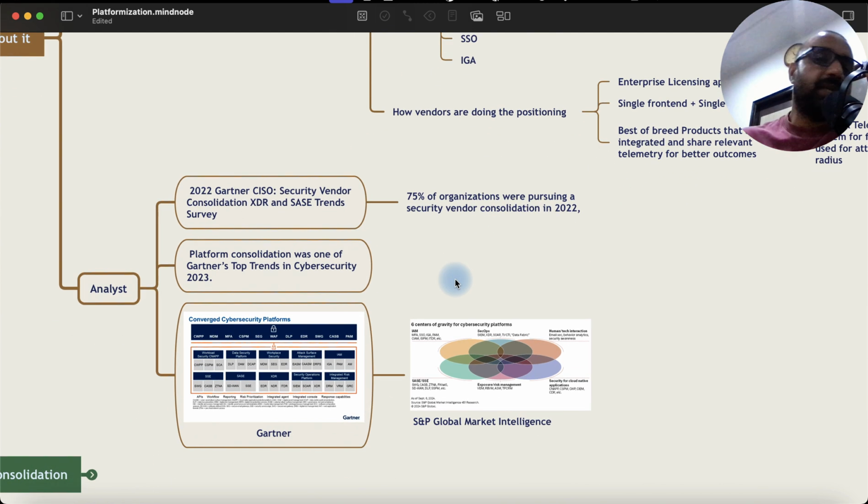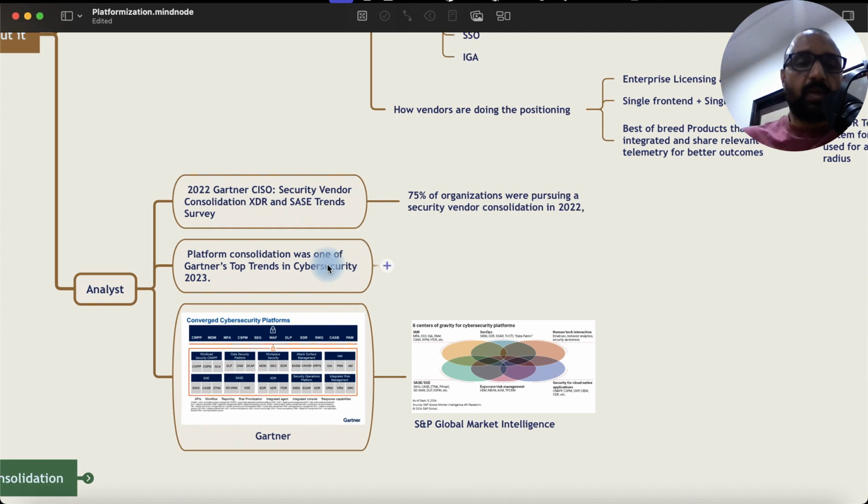In terms of the analysts who are talking about this, I've seen most of the analysts covering it. In 2022, Gartner had a report called Security Vendor Consolidation XDR and SASE Trend Survey, where they said 75% of organizations were pursuing security vendor consolidation in 2022. Okay, this is 3 years back.